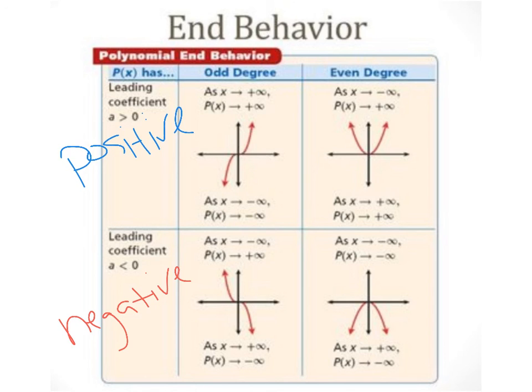And finally, for an odd degree with a negative leading coefficient, as our x's are getting really small, our y values are going up. The arrow's pointing up. So as x is going to negative infinity, y is approaching positive infinity. As our x's are getting really large, our y values are getting really small. Our arrow's pointing down. That means as our x value is approaching positive infinity, our y value is approaching negative infinity.